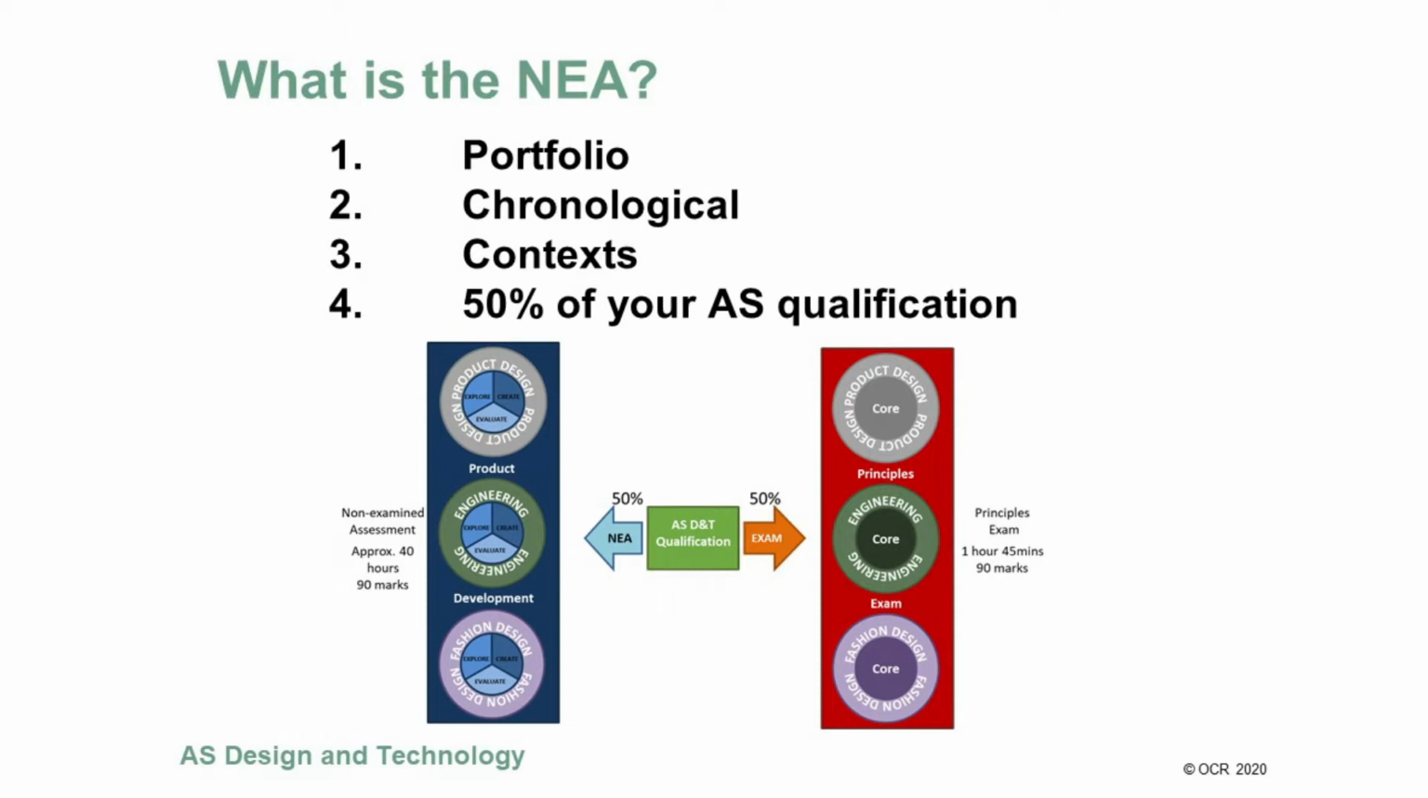It must reflect how things happen in real time, what your teachers refer to as a chronological portfolio. It must also respond to one of three contexts or themes that are set by OCR each year. The portfolio of work that you produce accounts for 50% of your total AS qualification.